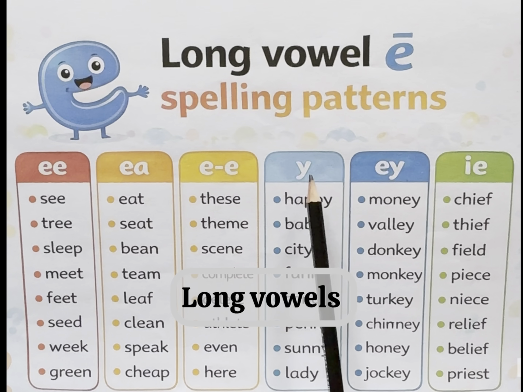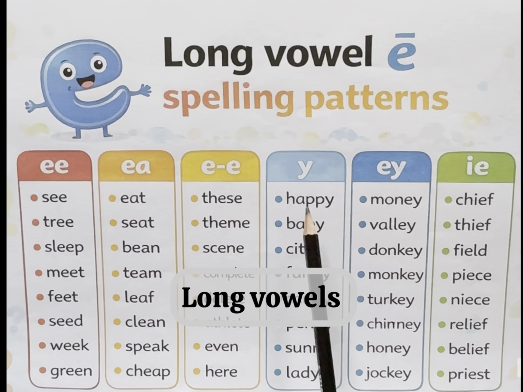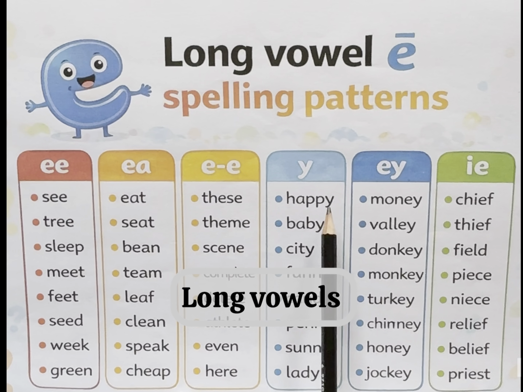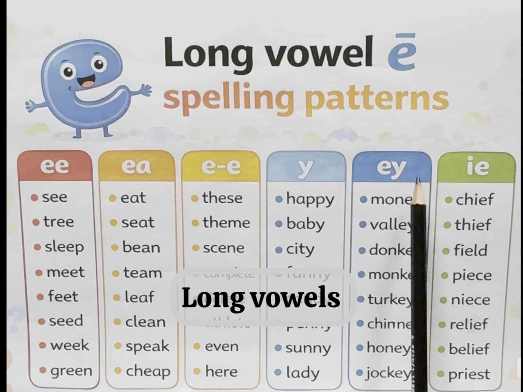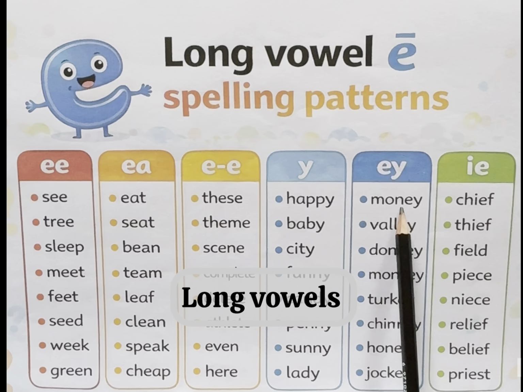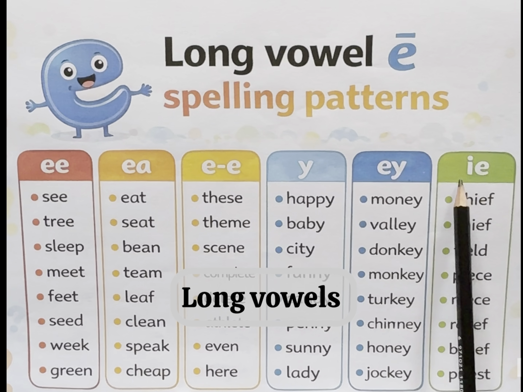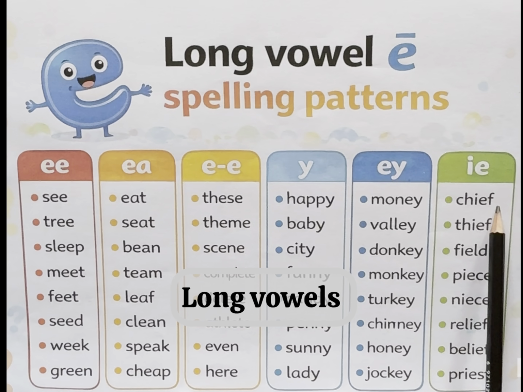The sound of Y is Y, but in this spelling pattern we will read Y as the E sound as in happy. Or we can say if a Y comes at the end of a word and that word has more than one syllable, then we will read Y as the E sound as in happy, baby. E and Y also make the sound E as in M, O, N, E, Y, money. I and E make the sound E as in C, H, I, E, F, chief.